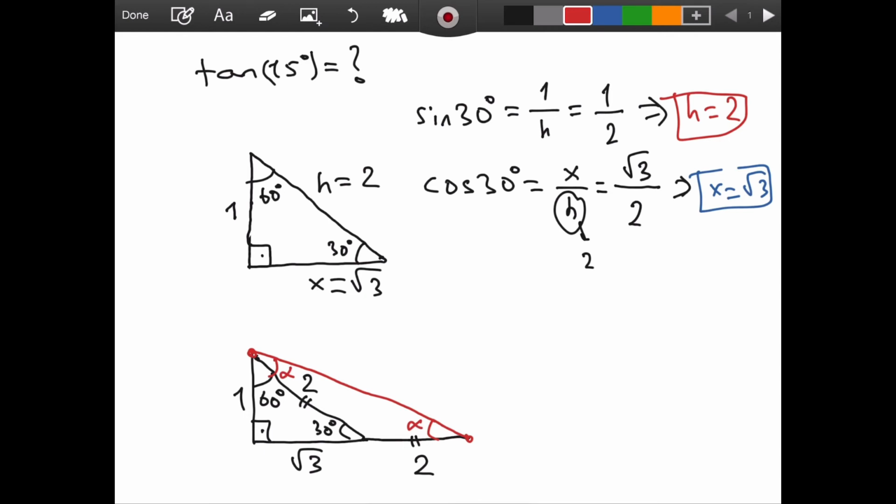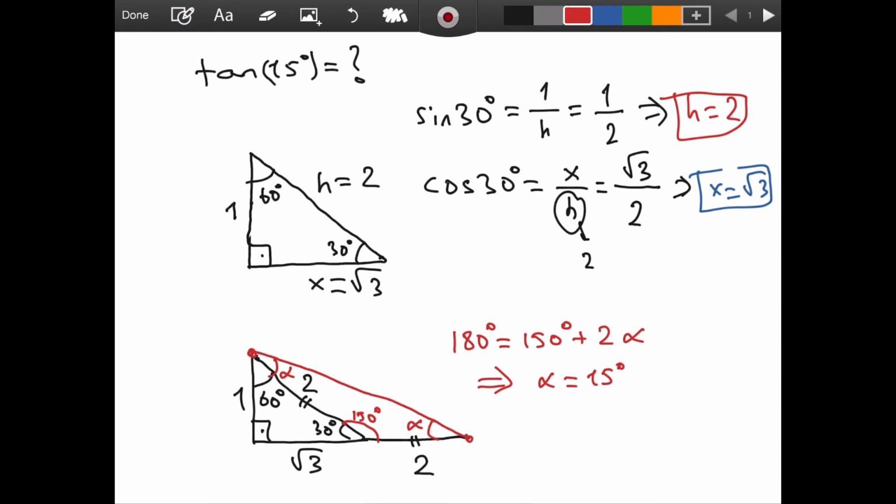Well, we know that this is going to be 150 degrees because it is a supplementary angle of 30 degrees. 180 degrees minus 30 degrees gives you 150 degrees. And since the interior angles of a triangle add up to 180 degrees, we can say that 180 degrees is equal to 150 degrees plus 2 alpha. And if we solve for alpha, we get 15 degrees.